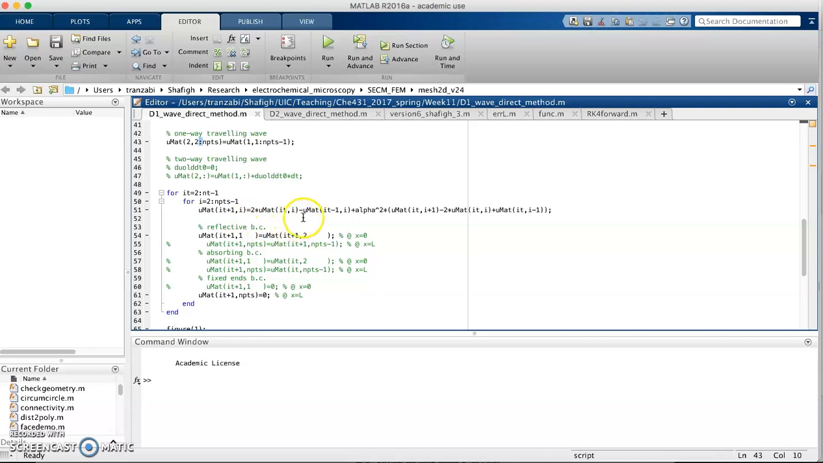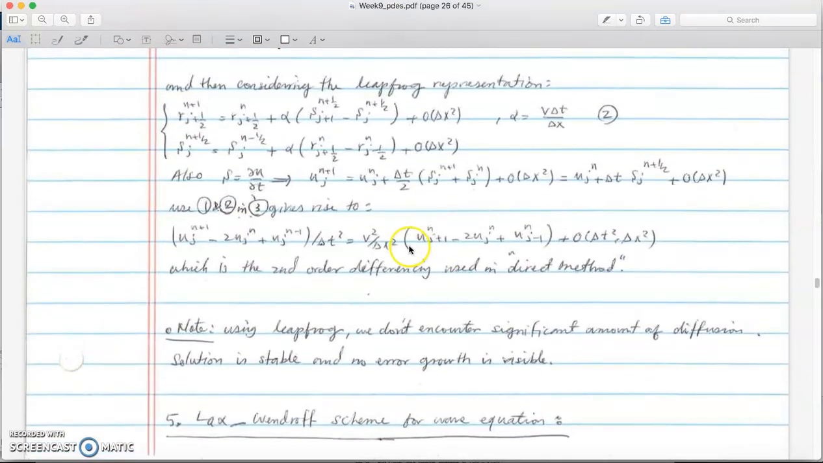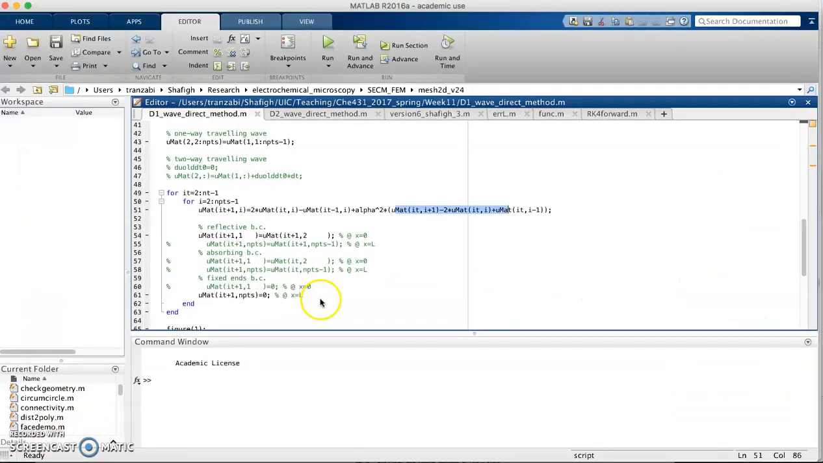So in the direct method we had the central difference, so this piece is the central difference version of the derivative in time, and this one is the central difference version of the derivative in space, and we multiply that by alpha squared. That's exactly what we had in the notes right here. So here's the derivative in time, alpha squared times delta squared. So this thing will be alpha squared, and then the derivative in x using central difference, and that's what I have exactly here.